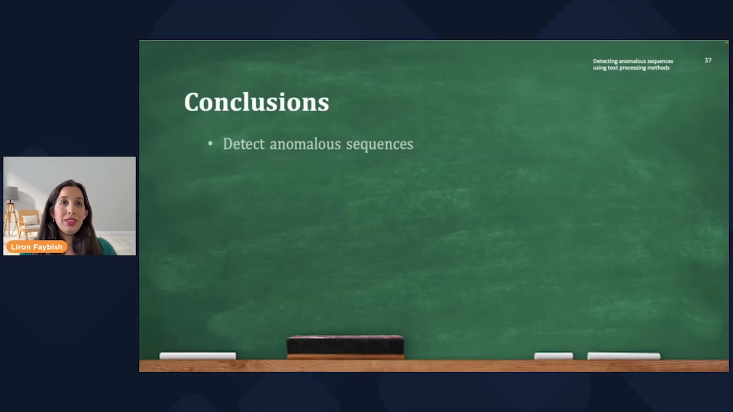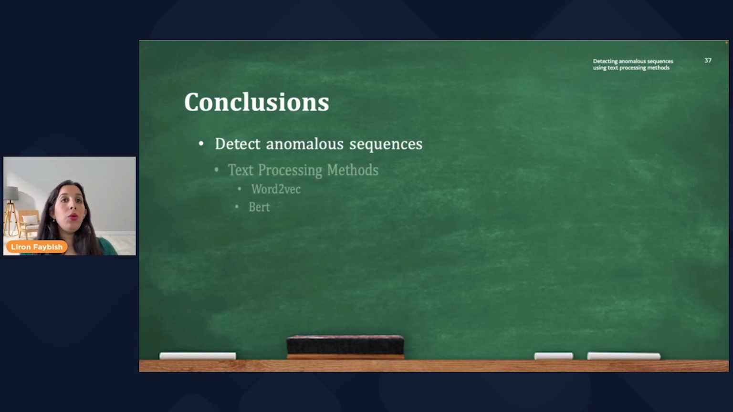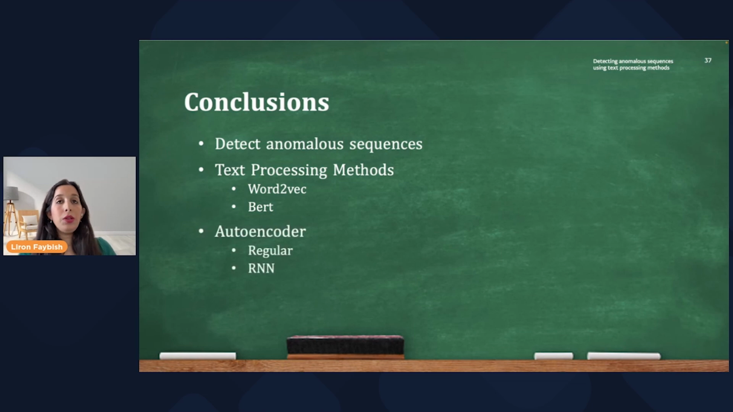So for conclusions, we talked about how we can detect anomalous sequences whose structure looks different from the other sequences. We saw how we can use text processing methods, such as word2vec or BERT, in order to create feature vectors out of the sequences. And we also showed how we can use autoencoders, both regular and RNN, for learning the structure of the good data and detecting the outliers. We demonstrated this architecture on both text and non-text datasets, and we showed how we can train the model on both fields, and how the model indeed was able to detect the outliers in both cases.